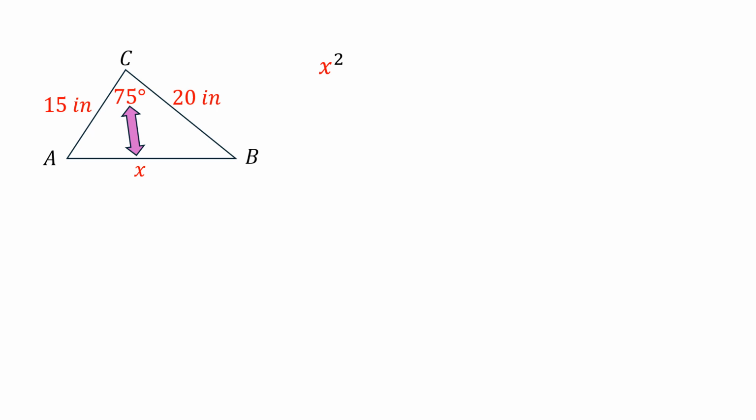So we can write x squared is equal to the two sides: 15 squared plus 20 squared minus 2 times 15 times 20. You might ask, where do we get the 2? The 2 is a constant, it's fixed, so it's already part of the formula of the law of cosines. Then times the cosine of the included angle, 75 degrees.